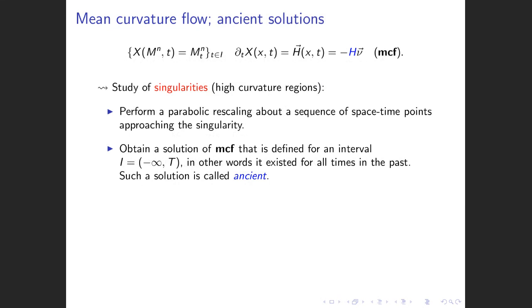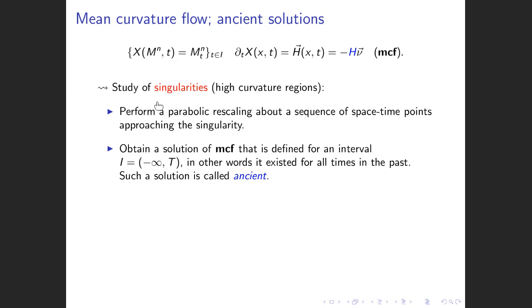Okay, so we want to study the singularities. And again, like here, I said singularities are high curvature regions. Okay, so we call singularity the time where the mean curvature is going to go to infinity. So when we want to study it, we want to go a little bit before in time and look at how the surface looks. And we do this by performing a parabolic rescaling about a sequence of space-time points approaching this bad space-time point. Okay, so approaching the time and the point where the mean curvature goes to infinity.